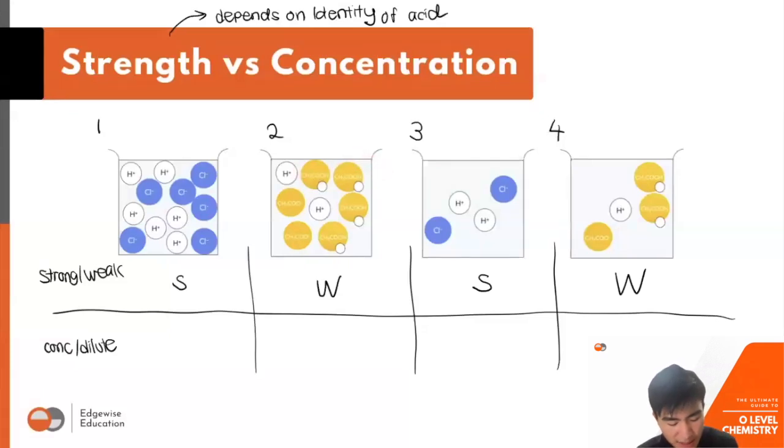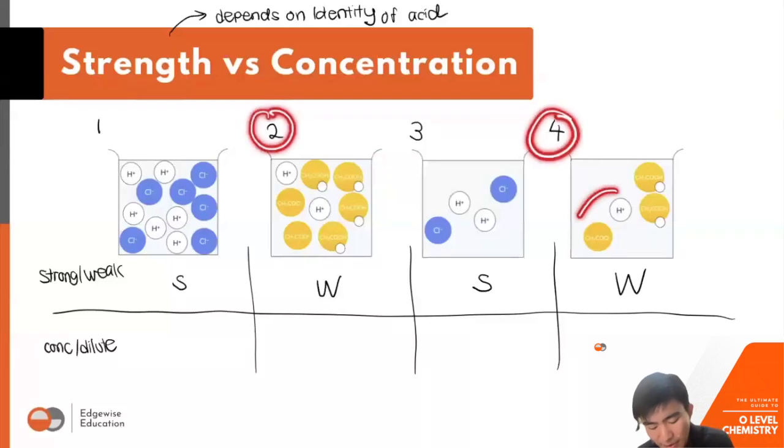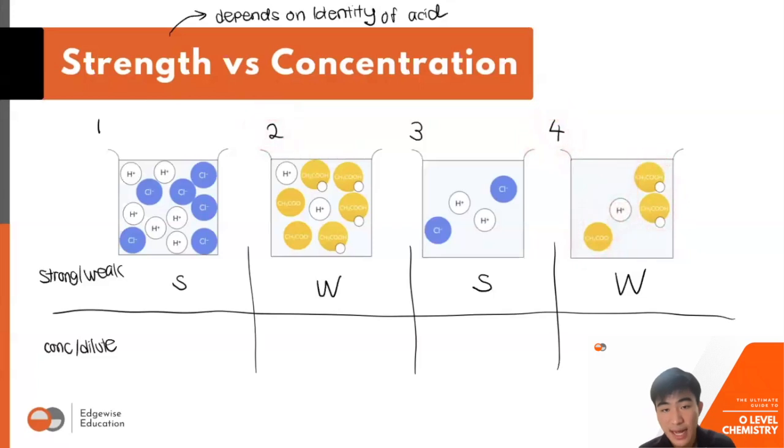How do we know? Remember, strong acid undergoes full ionization. That means every single acid molecule separates into ions. But look at number 2 and number 4, especially number 4. Only 1 out of the 3 has become ions. The rest are still molecules. This means weak acid undergoes partial dissociation. The keyword is partial dissociation.